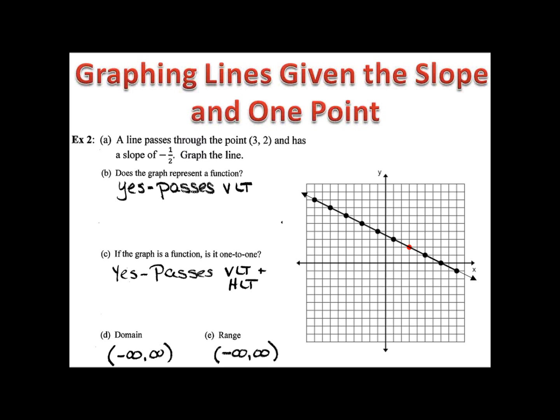Let's see how you did. We began by plotting the point 3, 2. Then, because our slope was negative, we went down 1/2, down 1/2, and used that idea to plot a whole bunch of points. Does this graph represent a function? Yes, it does. Is it 1-to-1? Yes, it is 1-to-1. The domain is -infinity to positive infinity, and the range is also -infinity to positive infinity. Don't forget when you construct your graph to be sure you have arrows on both ends.